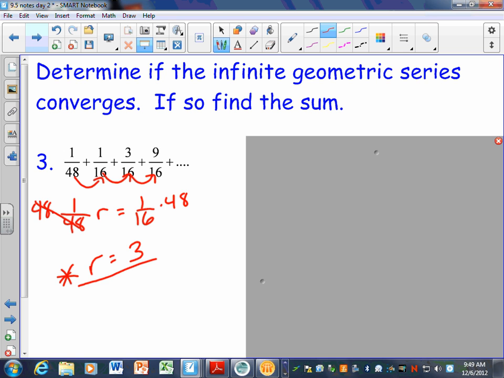3/16, 9/16. 9/16 is over a half now. These are all under a half. Which means that, does this converge? No. Which means I can't find the sum if it doesn't converge. It's just going to keep getting bigger. It's going to go to infinity.